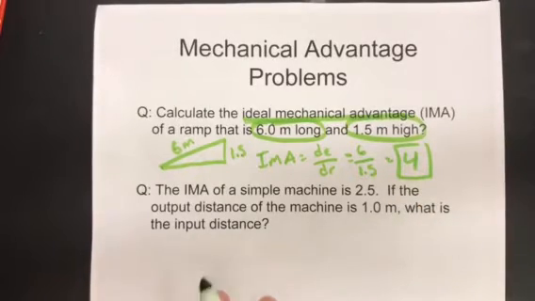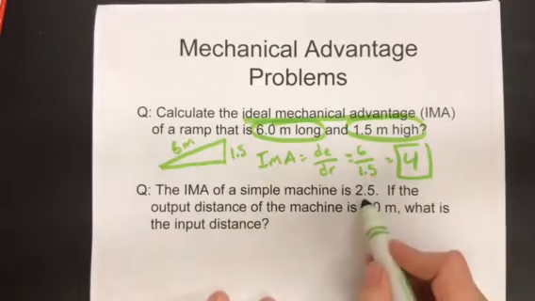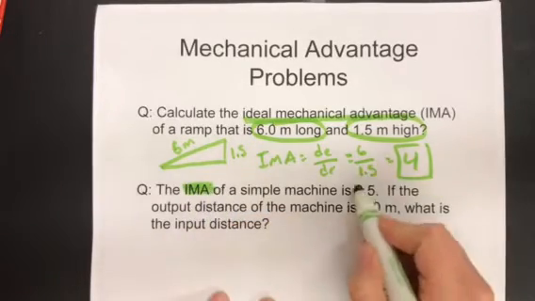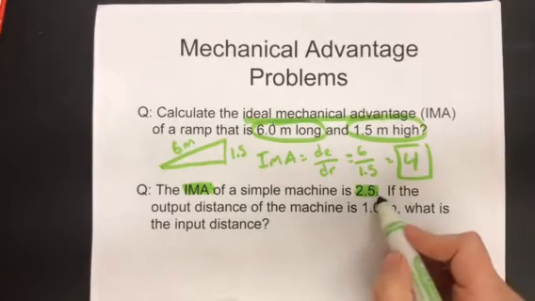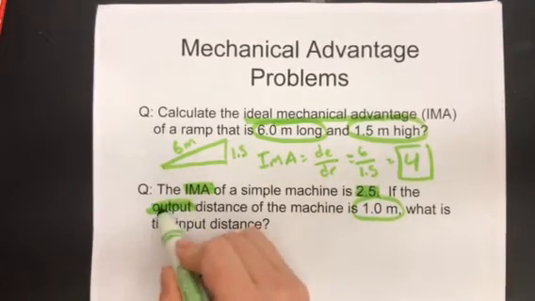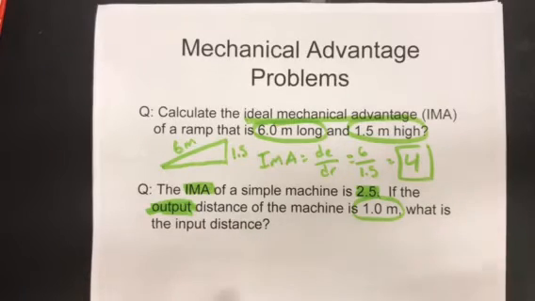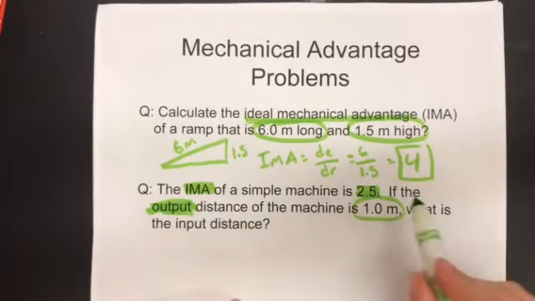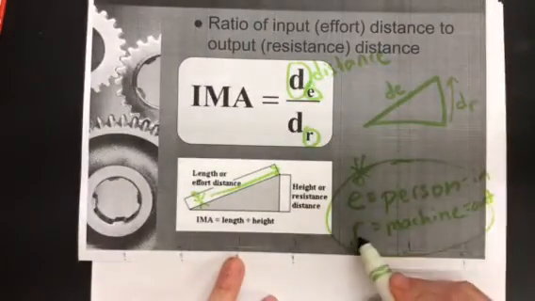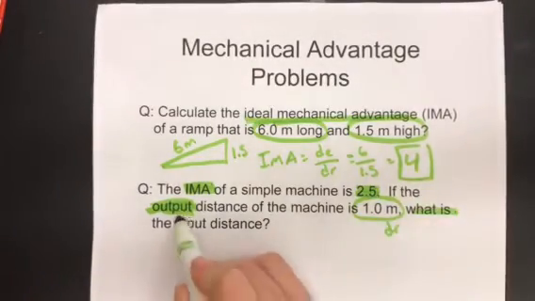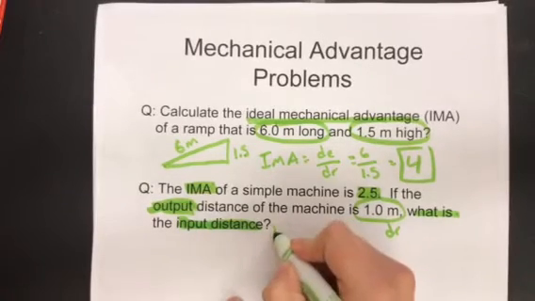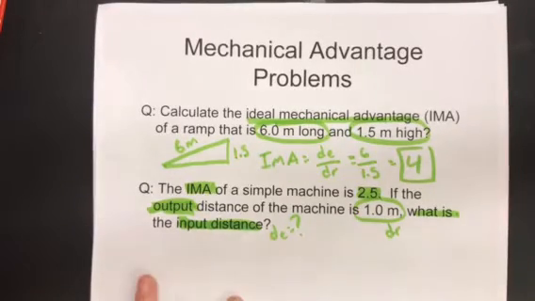Okay, so let's look at the second example. IMA of a simple machine is 2.5. So the IMA is 2.5. If the output distance of the machine is 1 meter, so the output distance, you've got to look for keywords. It's not just looking at units this time. The output, remember, if you look back at this equation, the output is the same thing as the resistance. That means this value is our DR. What is the input distance? So input distance is the same thing as DE. So you're looking for DE.